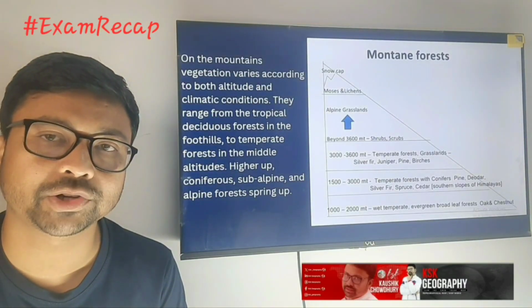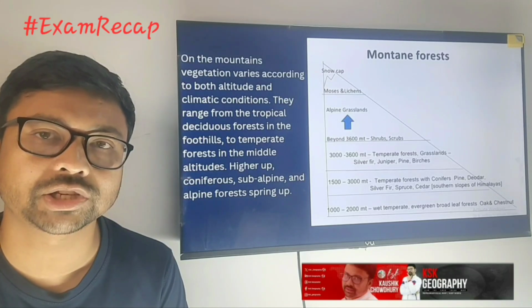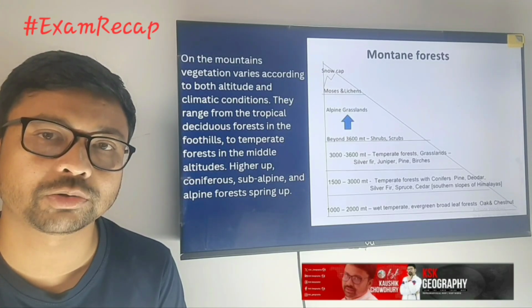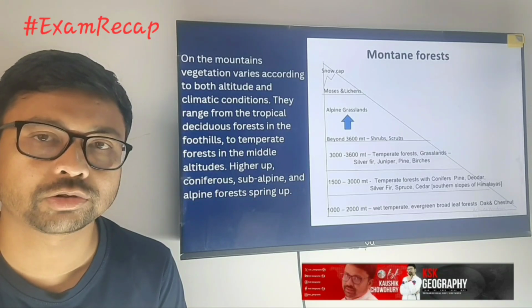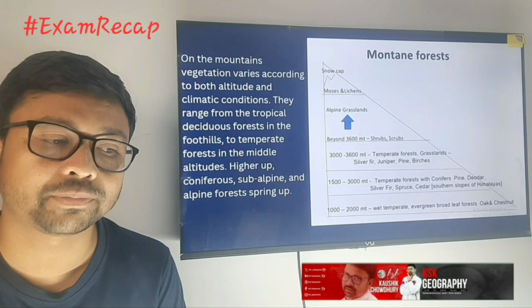And here there will be a few adaptations needed, like the tree shape will be conical to prevent snow from settling, and the leaves will convert to a needle shape. Again, for the same reason, it can prevent the snowfall.